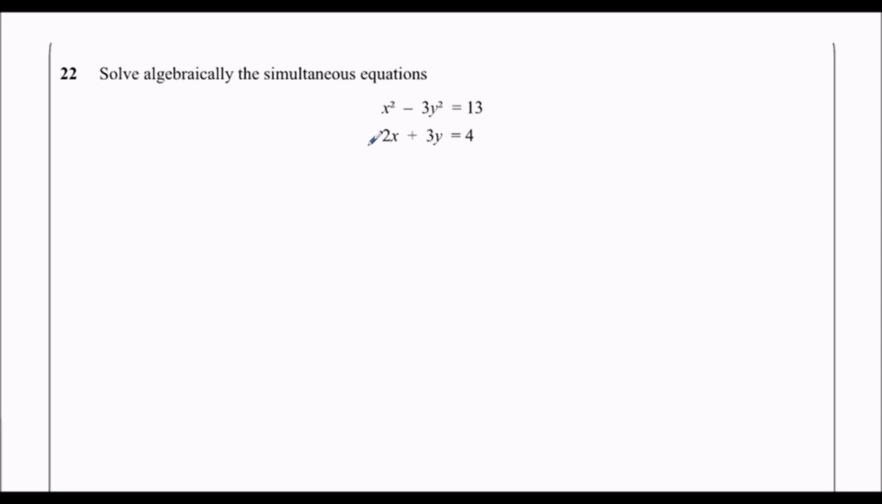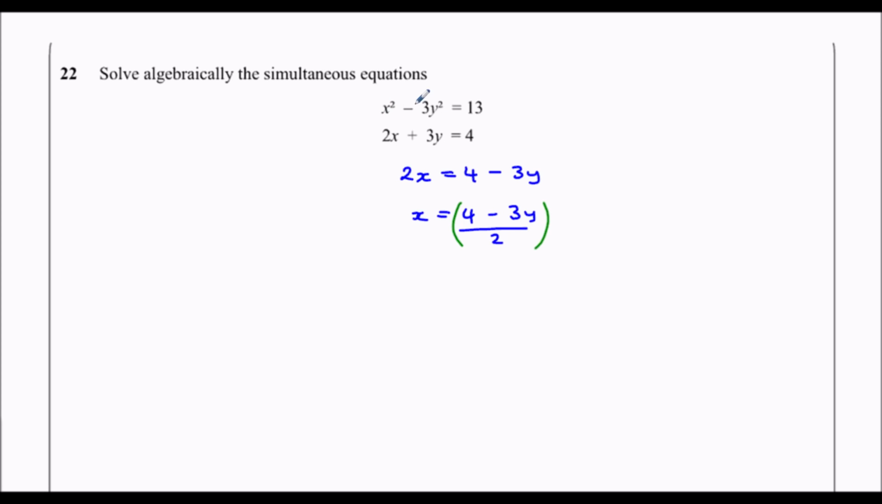So I'm going to make my linear one, the one with just x's and y's in, either x equals or y equals. If I make it x equals, I'm going to take 3y away from both sides. So 2x equals 4 minus 3y, and then divide by 2. So 4 minus 3y over 2 is equal to x. So I've rearranged my linear one so it's x equals, and then I'm going to substitute this 4 minus 3y over 2 in for x in my top one, the one with the squareds in.